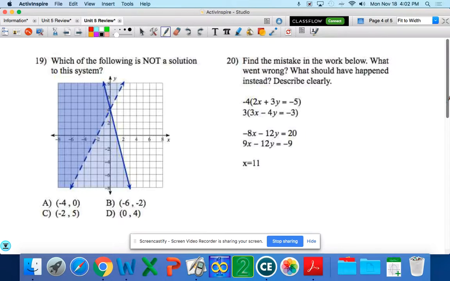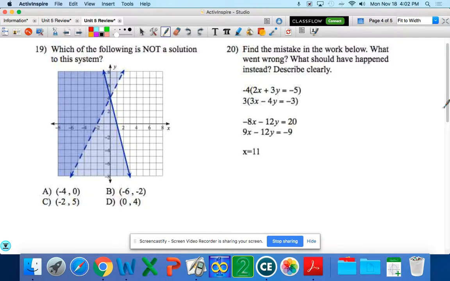19, multiple choice question. Which of the following is not a solution to this system? And guys, I had a lot of people get confused on this one. But my advice, plot all 4 of the points. You'll be able to write on this, plot all 4 of them and see which one's even in question. So A is negative 4, 0. It's clearly in the double shaded region. B is negative 6, negative 2, also in the double shaded region. Then C is negative 2, positive 5, also in the double shaded region.